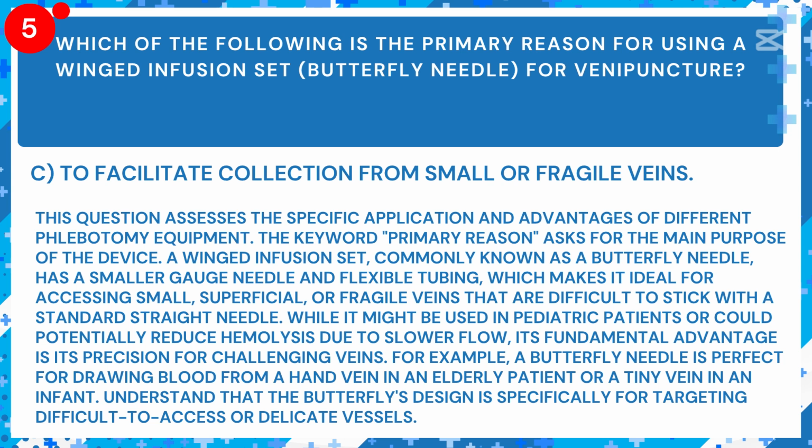A winged infusion set, commonly known as a butterfly needle, has a smaller gauge needle and flexible tubing, which makes it ideal for accessing small, superficial, or fragile veins that are difficult to stick with a standard straight needle. While it might be used in pediatric patients or could potentially reduce hemolysis due to slower flow, its fundamental advantage is its precision for challenging veins.